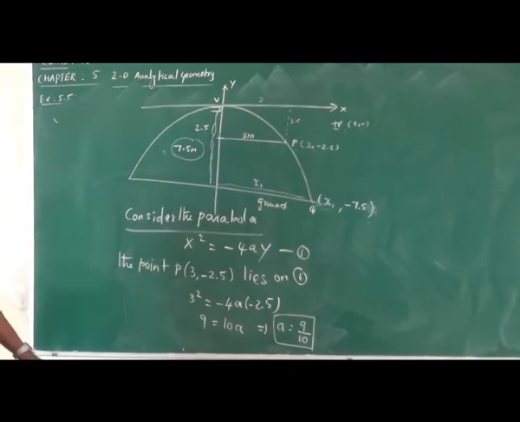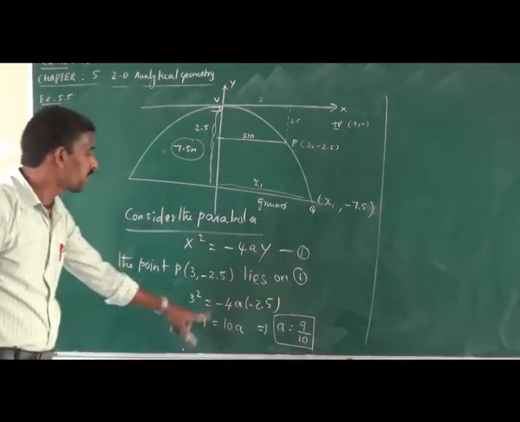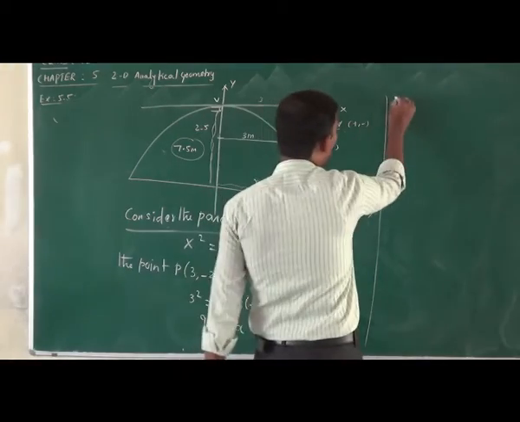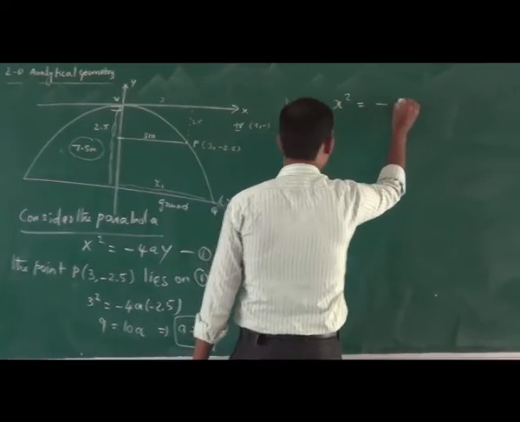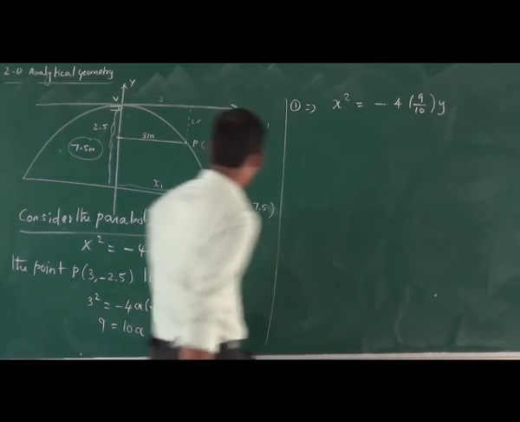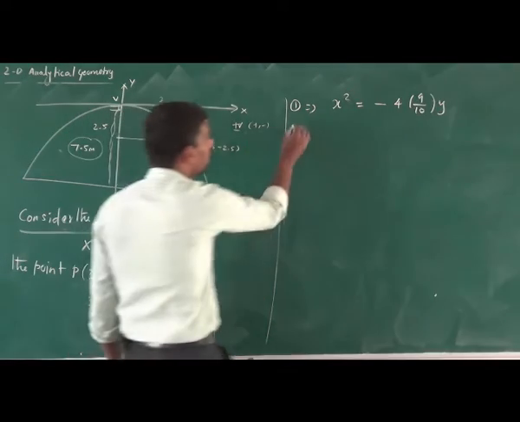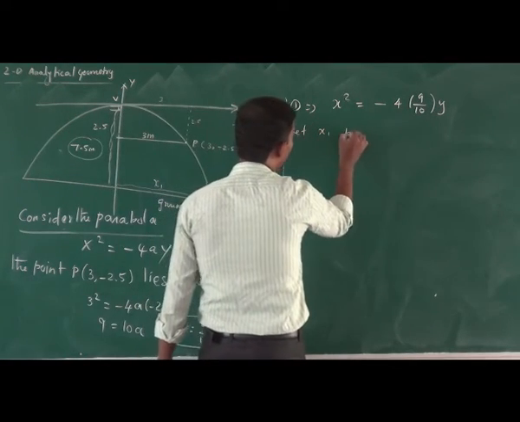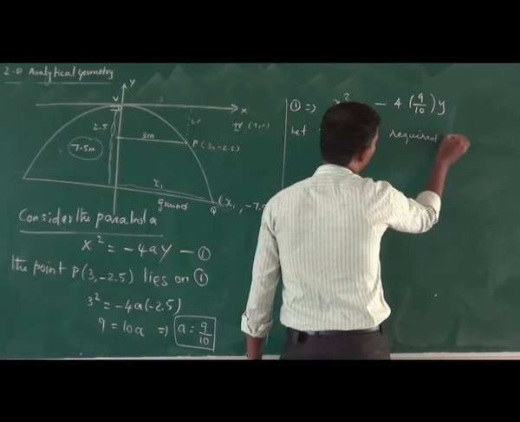Okay? Next step, substituting the value into equation 1, the equation will come as x square is equal to minus 4 into 9 by 10 into y. Right? Now let x1 be the required distance.